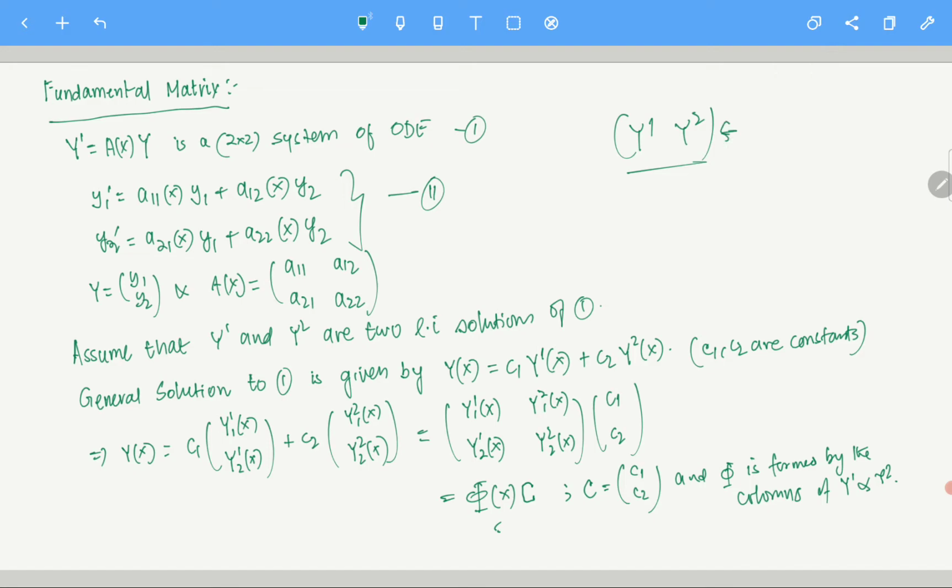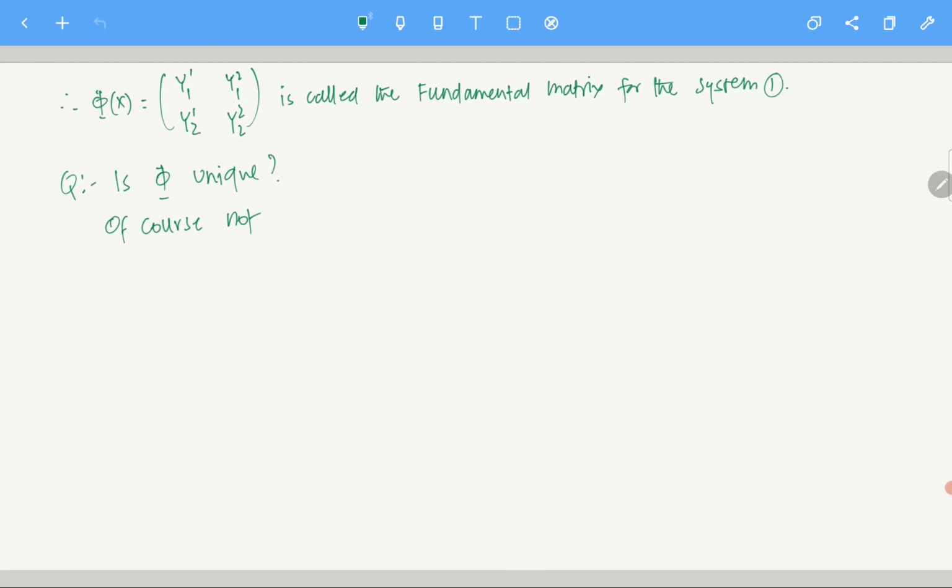It's not a unique set of solutions. You can find another linearly independent set of solutions which satisfies 1. Since that is not unique, this phi is not unique, of course not. So there are many fundamental solutions for a given system. You take all those fundamental solutions, put them together, and that's called a fundamental set of solutions for system 1.